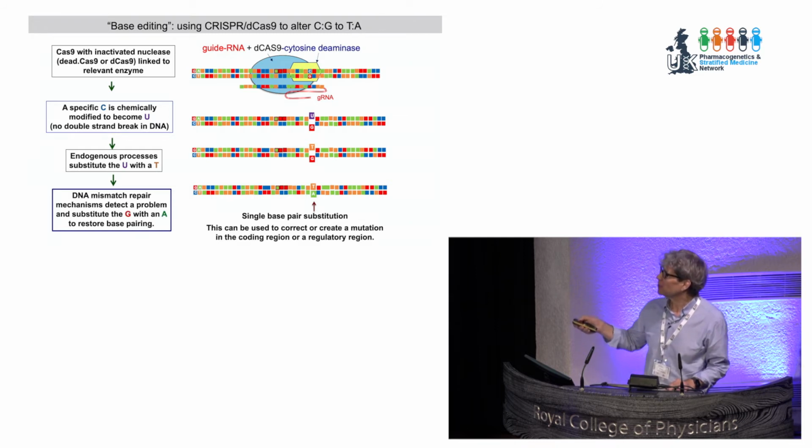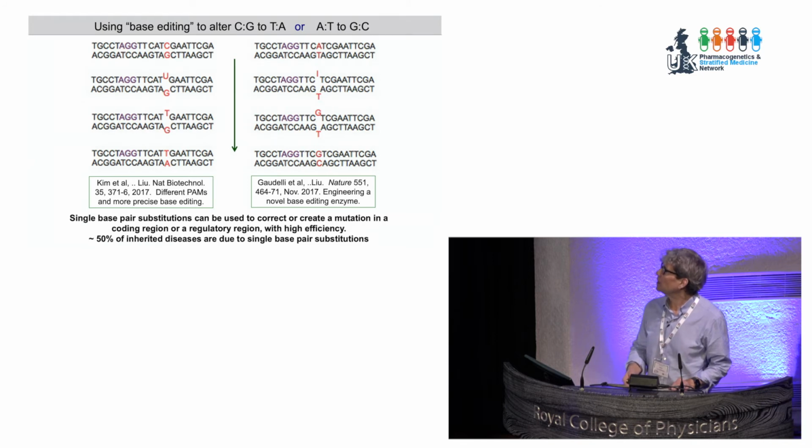So the C is chemically modified to become a U, with no double-stranded breaking in DNA. The U then gets substituted with a T by endogenous processes, and then DNA mismatch repair detects a problem and repairs this, and you often get repair going this way, so you've substituted. They've been clever. They've also invented a new method to also go from AT to GC.